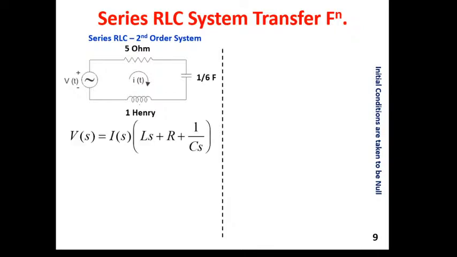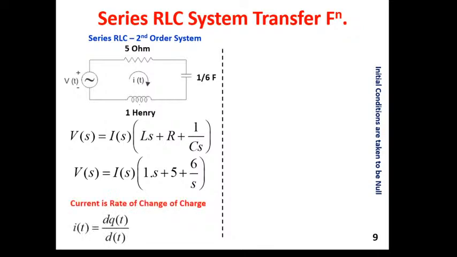We are familiar with this equation, so this is a second order equation. I have not written the ODE directly in this case; I am processing it in the Laplace domain. 1 into S, where 1 is nothing but 1 Henry, 5 is nothing but 5 ohm, and C is nothing but 1 by 6, so 1 by C becomes 6. So Vs is equal to Is times S plus 5 plus 6 by S.